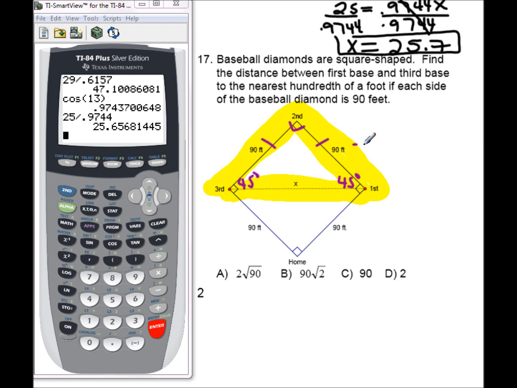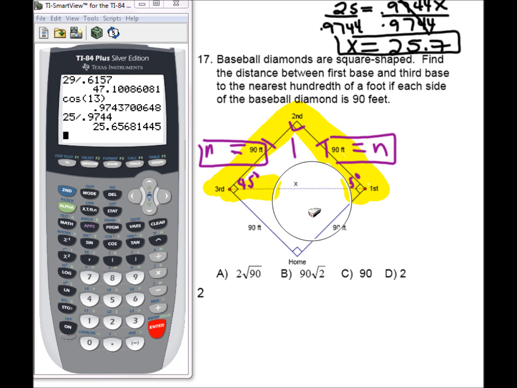So opposite the 45 is N. Opposite the 90 is N times the square root of 2. And very easily, they already solved for N for us. N equals 90. So now we just erase this N here. Oops. Then we put 90. So our answer is 90 times the square root of 2.